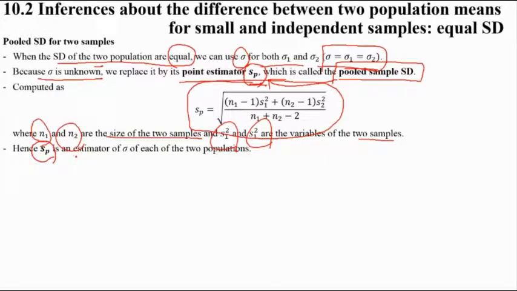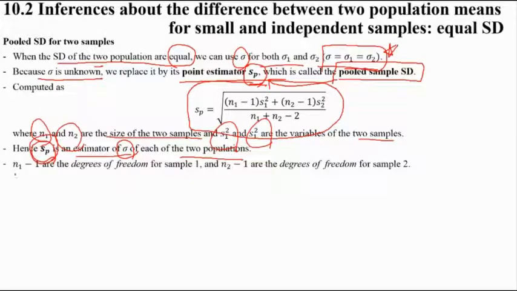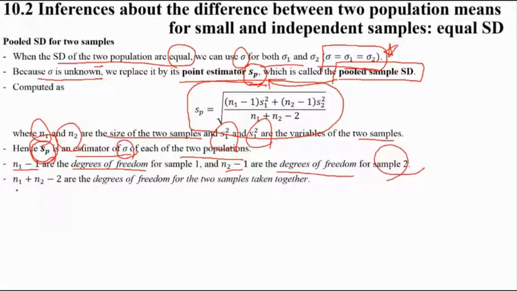So SP is the estimate for sigma. Sigma 1 and sigma 2 are equal, so it doesn't matter, and for the two populations we are going to use SP. Now, n minus 1 means the degree of freedom for each sample. At the bottom, what is that? N1 plus N2 minus 2. This is the degree of freedom for the two samples taken together. If you have only one sample, you subtract 1; with two samples, you subtract 2. That's the formula.